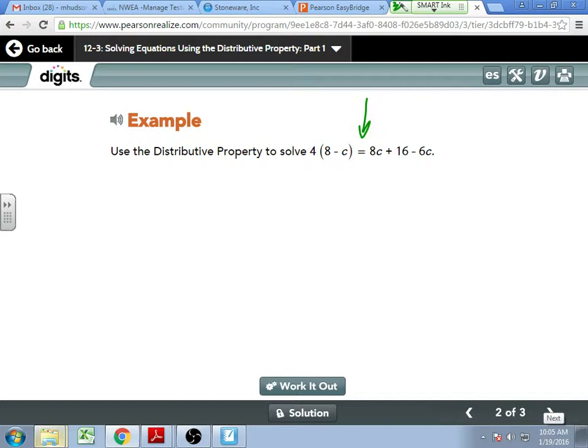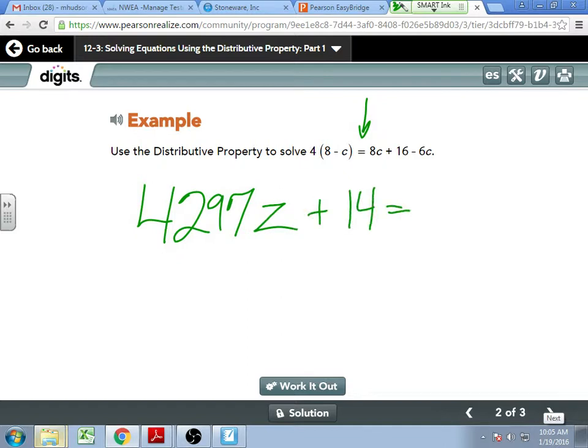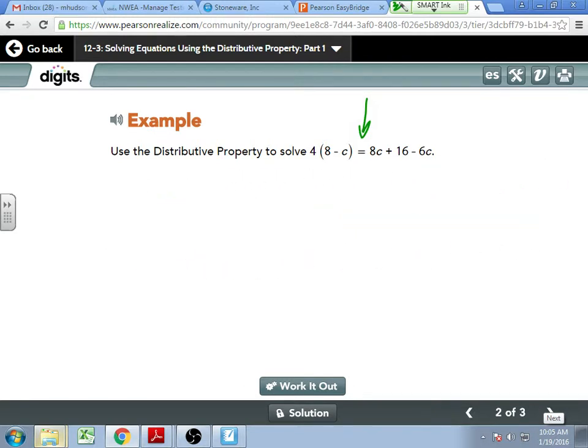Because C could be anything. Guys, I can write any equation that I want and it's equal. I can write 4,297Z plus 14 equals 8/94ths Z plus 9. I could write that and say, sure, this is true. And I can solve it. You can make any equation that you want, but that's going to complicate what the variable value is. So when you see an equation, remember, it is true. It is set up. It is equal. You just have to figure out what the variable value is that makes it equal.